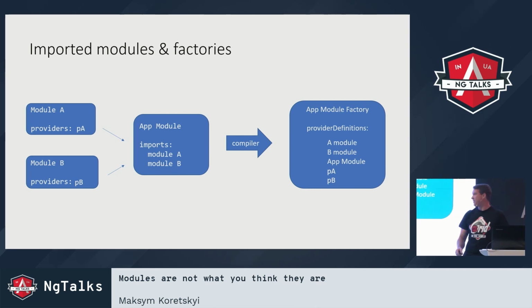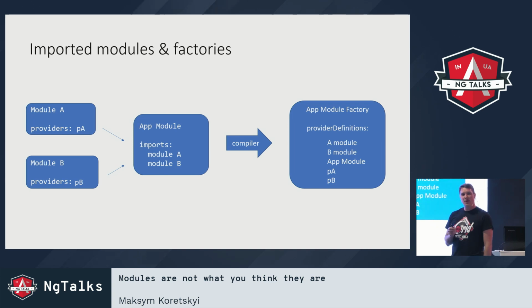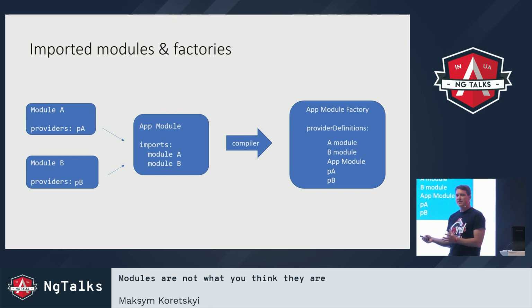I saw 3 there. Well, actually it's 1. So for those of you who guessed 1, you got it right. It's interesting that the Angular compiler only creates factories, module factories, for the modules that are being compiled. And in our case, it's the app module that is being compiled.